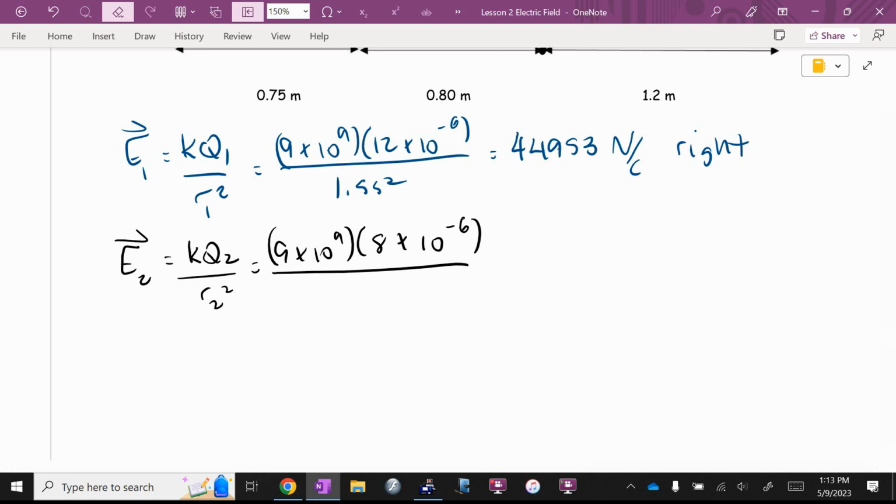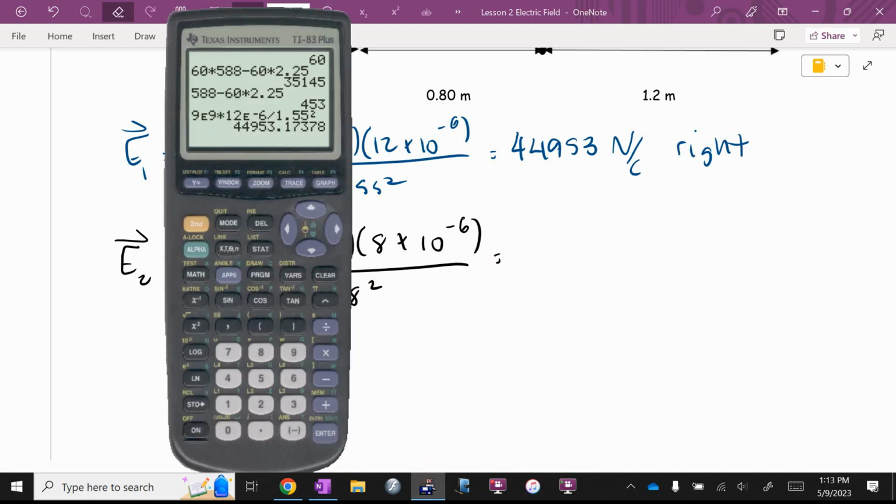what's R2? How far is Q2 from our field point? Oh, 0.8. We don't have to do any math there? Okay. Don't forget the squared. You're going to find for a lot of these, you can backspace and edit and just tweak the numbers. So instead of a 12, I'm going to make it a 0.8. That'll work as an 8.